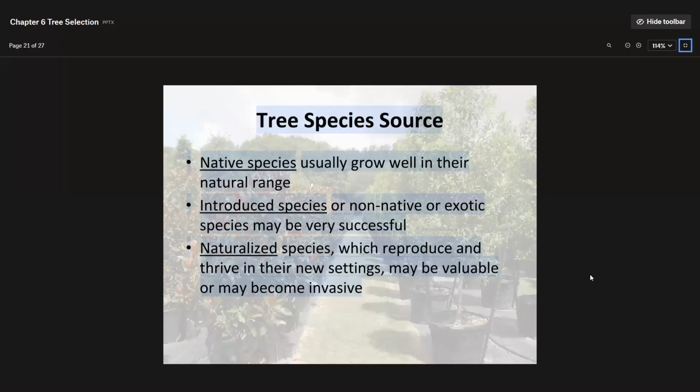Tree species sources. Native trees usually grow well in their natural range. Introduced, non-native, or exotic species can also be very successful, but there can also be problems. Naturalized species, which reproduce and thrive in their new settings, can be very valuable, or may become invasive, which is something you don't want, because then it's going to crowd out your native species.